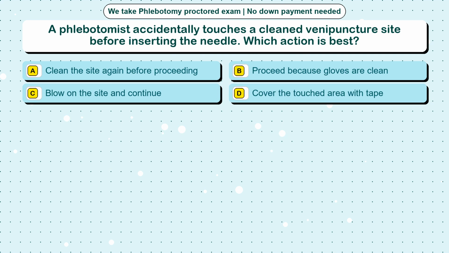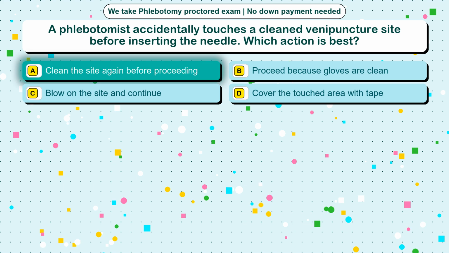Question 98. A phlebotomist accidentally touches a cleaned venipuncture site before inserting the needle. Which action is best? Option A, clean the site again before proceeding. Option B, proceed because gloves are clean. Option C, blow on the site and continue. Option D, cover the touched area with tape.